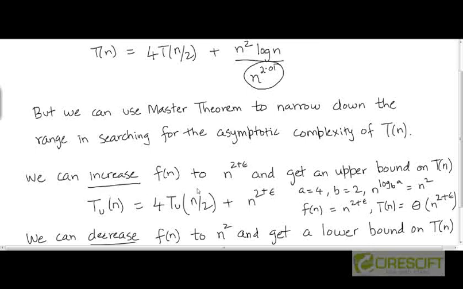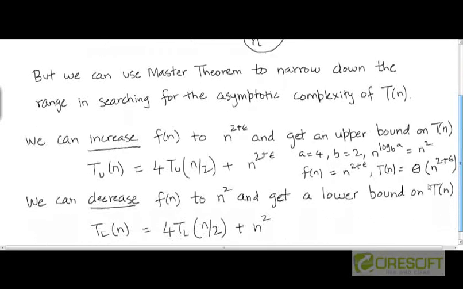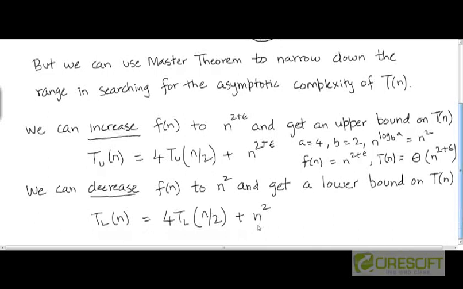So this is an upper limit on T(n). We could remove this log n factor and just work with n square, and thereby get a lower bound on T(n). Right, so we could have changed f(n) to just be n square instead of n square log n, and this would be the resulting recurrence. T(n) would be 4 times T(n/2) plus n square, and I'm using T_l(n) to represent the fact that the solution to this recurrence is going to be a lower bound on the original T(n).